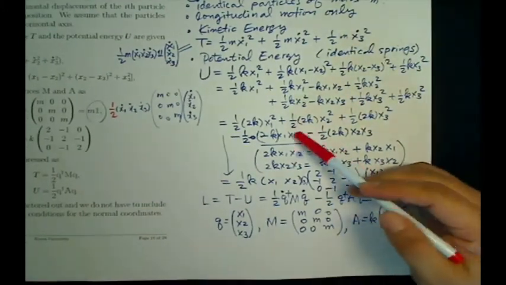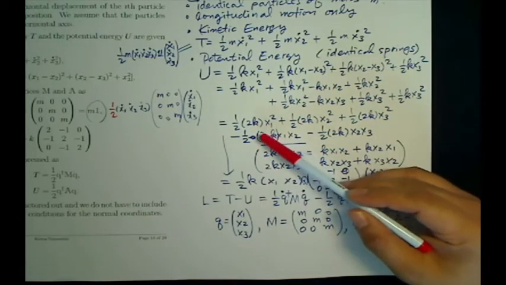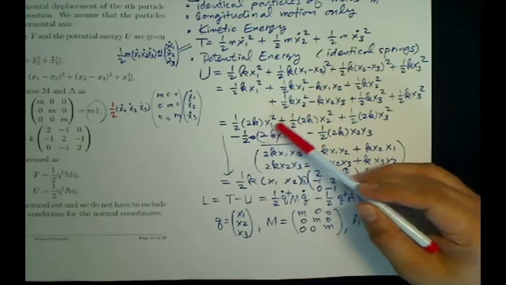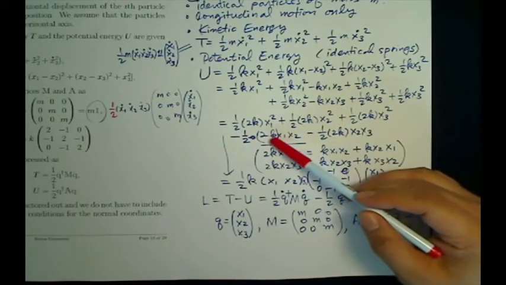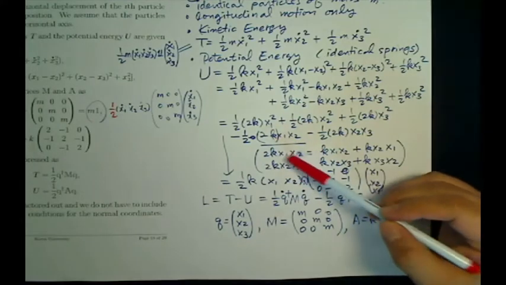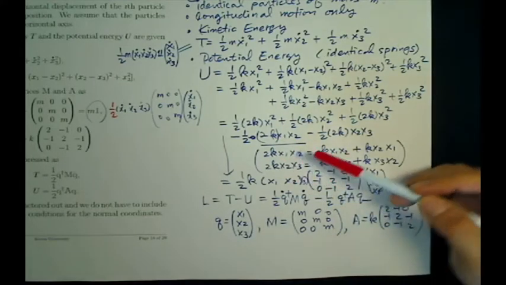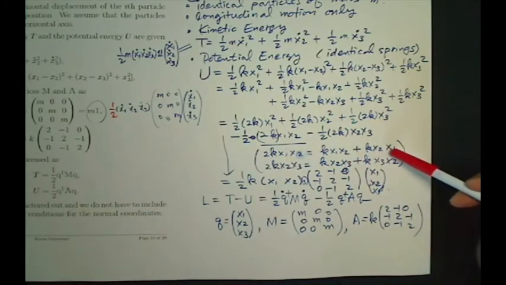As a result, we find that the matrix can be read off from this expression. For example, 1/2 times 2k x1 x2 can be written as k x1 x2 plus k x2 x1.